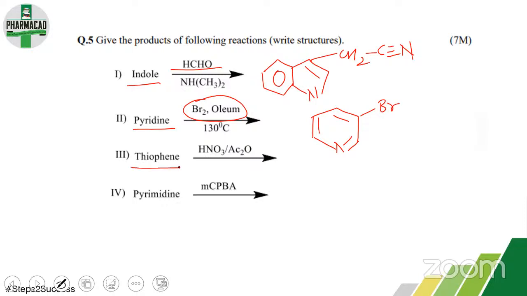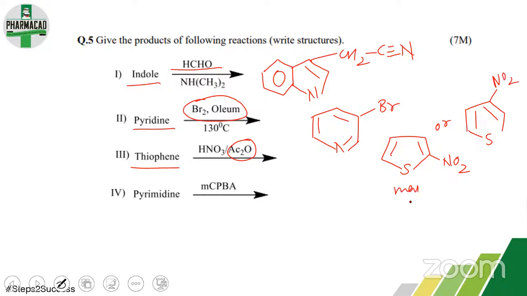Okay, when we are doing nitration of this thiophene in presence of acetic anhydride, what will happen? There are chances of getting substitution on the second position or on the fifth position. Okay, and out of this, the major product will be this one. This is the major product.